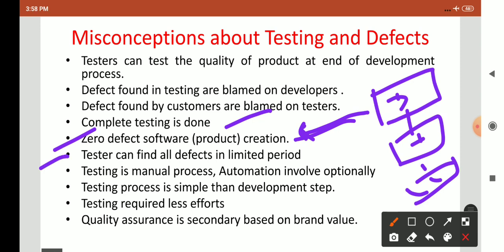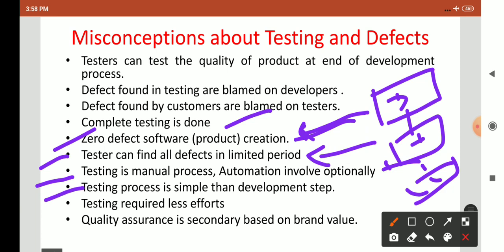Then next is, a tester can find all defects in a limited period. It is not possible to find all defects in limited time. Then next misconception, testing is a manual process, automation is involved optionally. Testing is a manual process, but automation is also required for fast testing.